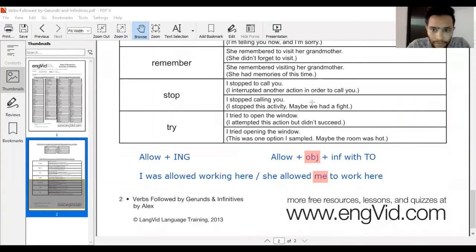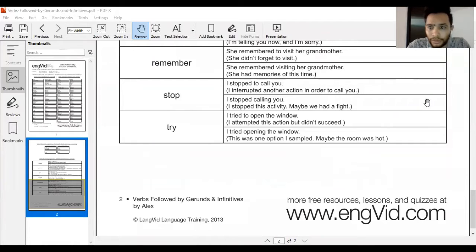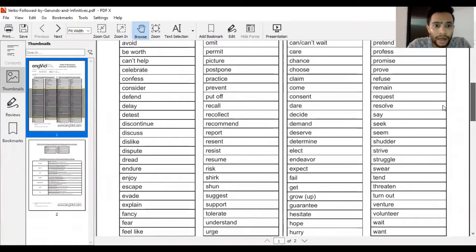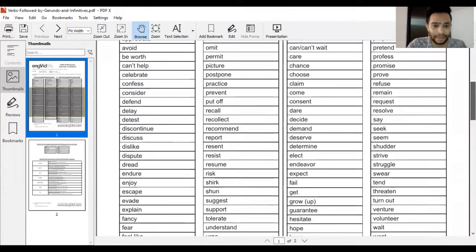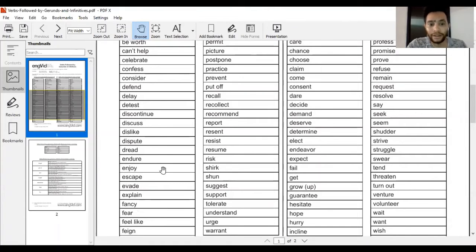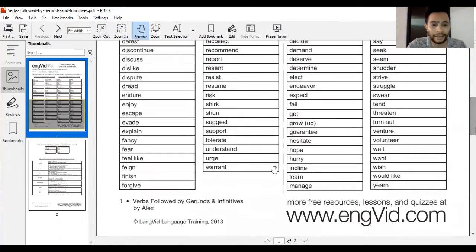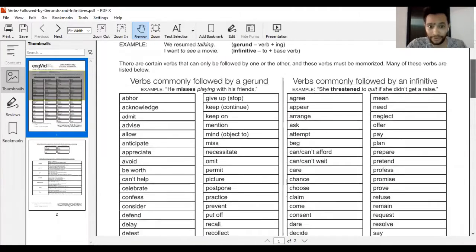All right, so let's move on. Allow, that happens with allow. Then we get appreciate, anticipate, avoid, be worth, can help, celebrate, confess, consider, defend, delay, detest, discontinue, discuss, dislike, dispute, dread, endure, enjoy, escape, evade, right? Explain, fancy, fear, feel like, feign, finish, forgive, right?